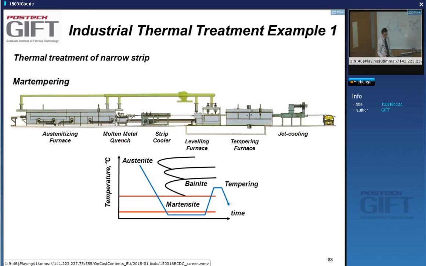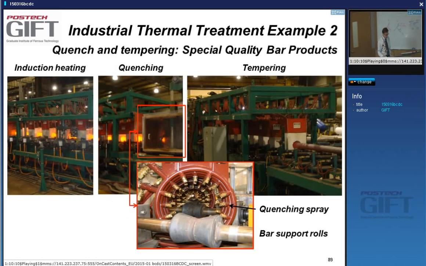you coil the strip. So what you do here, again, you austenitize the material, you quench it, then you need to get a nice homogeneous temperature. You reheat it in the tempering furnace, yes, and then you jet cool it. Okay, so you can do this on the strip continuously. So this is an example, just an example of heat treatment of a strip. Bar steels can also be treated.